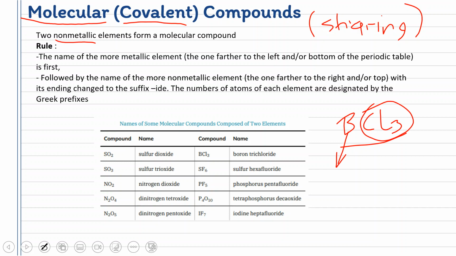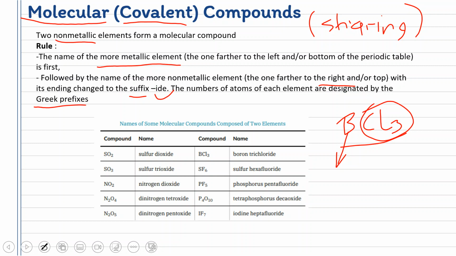So first thing, name the one that is more metallic first, or the one that is on the left and on the bottom of the periodic table. We'll follow that name by the other one, which is more on the far right, the one that is more non-metallic. And when we are naming that, we change the suffix of that name to "ide," and we begin it with a Greek prefix that tells us the number of atoms of that element.